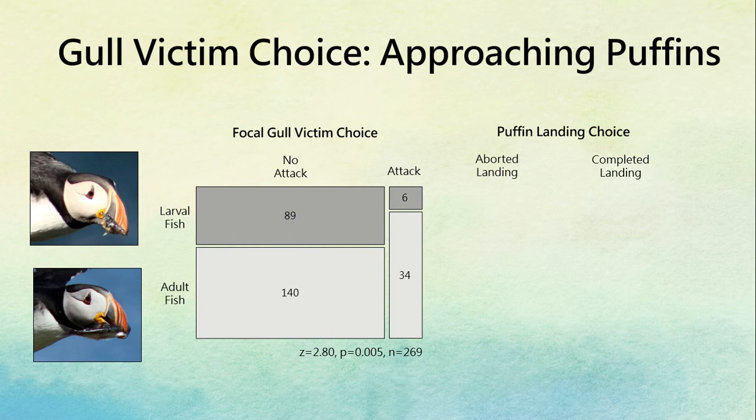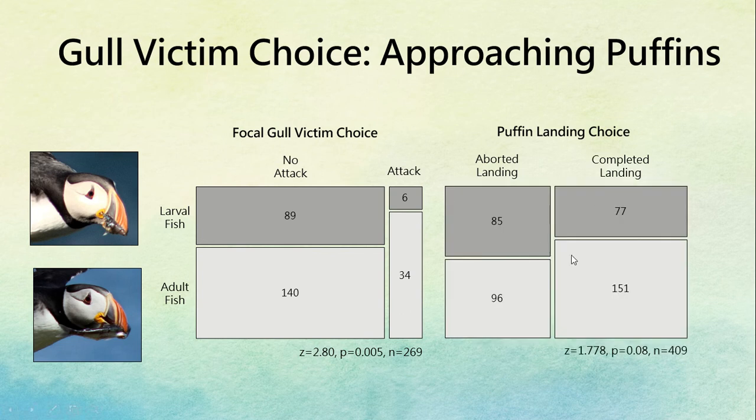So again, do puffins exhibit a sensitivity to this? Do puffins change their landing choice in accordance to the prey size they are holding in their bill? And the answer was no. It's a little bit less clear here in this graph, p-value of 0.08. My alpha level is 0.05, and so it's greater than that, and therefore it's insignificant.